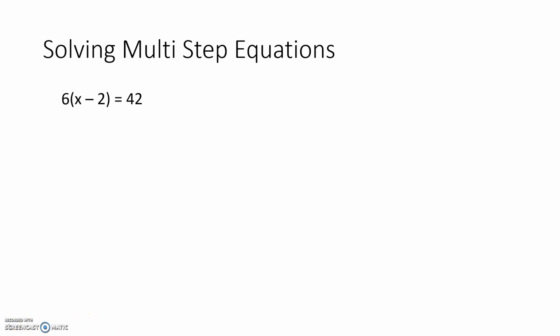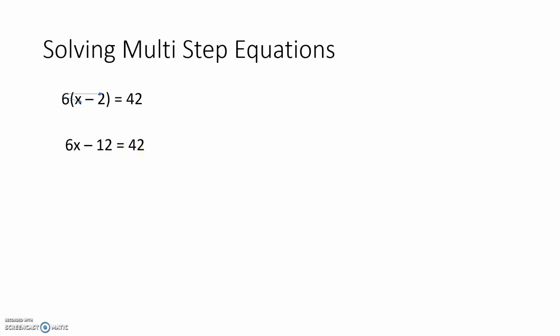So the first problem that I want to go over is this. 6 times the quantity of x minus 2 equals 42. And if you notice, there's parentheses here. That means we need to distribute. So we're going to take our 6 and we're going to distribute. I couldn't make curvy arrows, so I just made straight arrows, but you're taking 6 times x and 6 times negative 2. When you do that, you get 6x minus 12 equals 42.